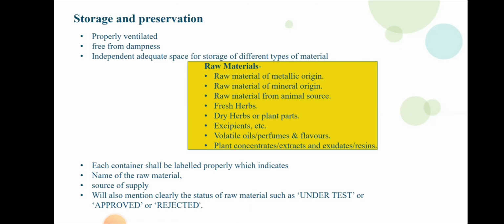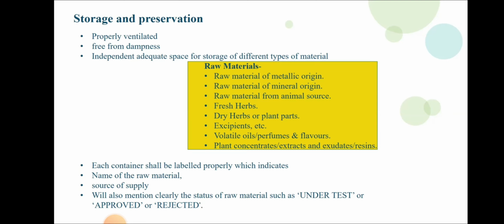In a raw material store, there will be different kinds of raw materials. Some examples are raw materials of metallic origin, mineral origin, animal salts, fresh herbs, dry herbs or plant parts, excipients, volatile oils, plant concentrates, extracts, exudates, or resins. Each raw material should be stored in an appropriate container, which would protect its quality as well as prevent damage due to dampness, microbiological contamination, or rodent or insect infestation.